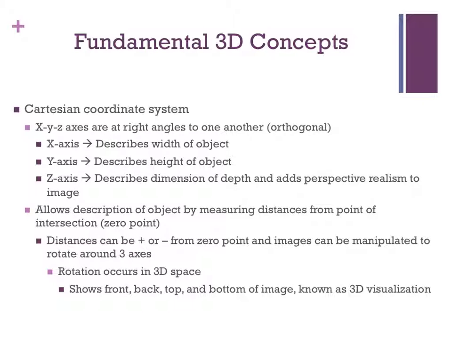Distances can be positive or negative from the 0 point, and the images can be manipulated to rotate about the three axes. This rotation occurs in what is called 3D space, and computer software helps the observer to view 3D space by showing the front, back, top, and bottom of the object, which provides a perspective from the observer's vantage point.